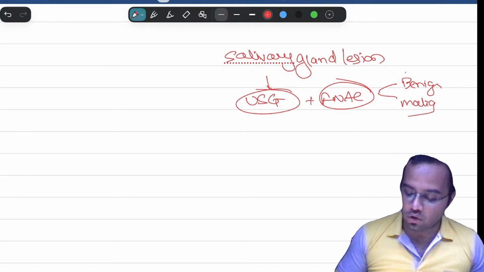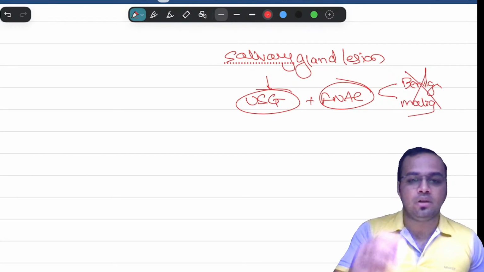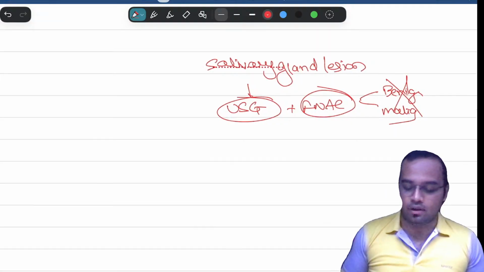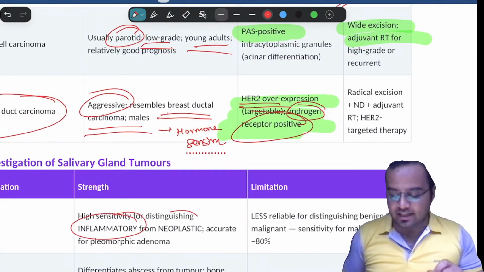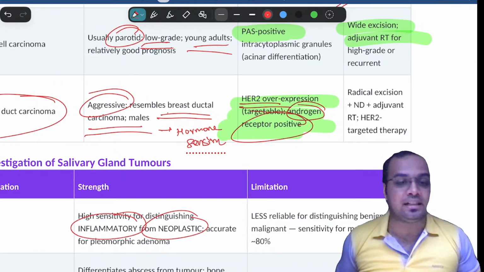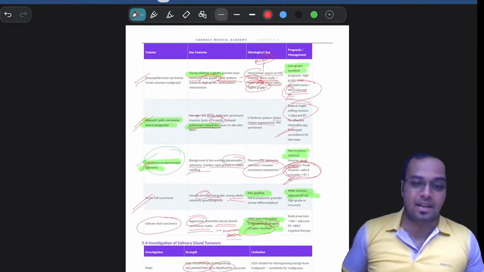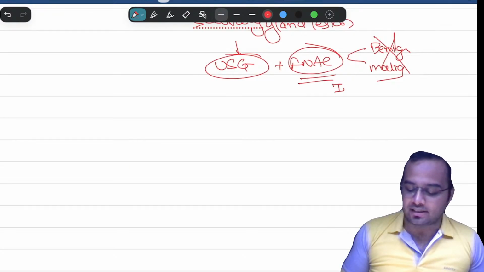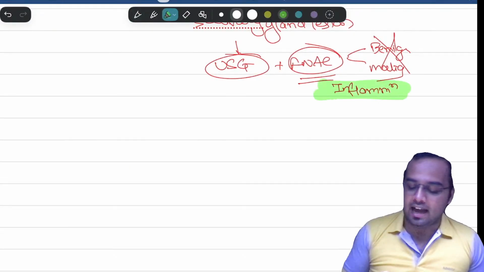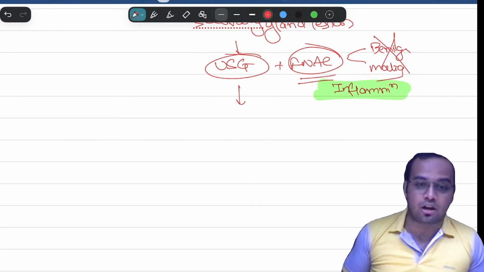Is it true? So no, it is not true. Here FNAC is only going to differentiate, if you can see here, FNAC is only going to differentiate between inflammatory or neoplastic lesion. It cannot tell whether it is benign or malignant. तो कैसे पता चलेगा benign और malignant? तो आगे आएगा. So here you are going to do FNAC to rule out inflammation. So inflammation ही FNAC इधर रूल आउट करेगा. FNAC will not tell the type of the tumor और ये.